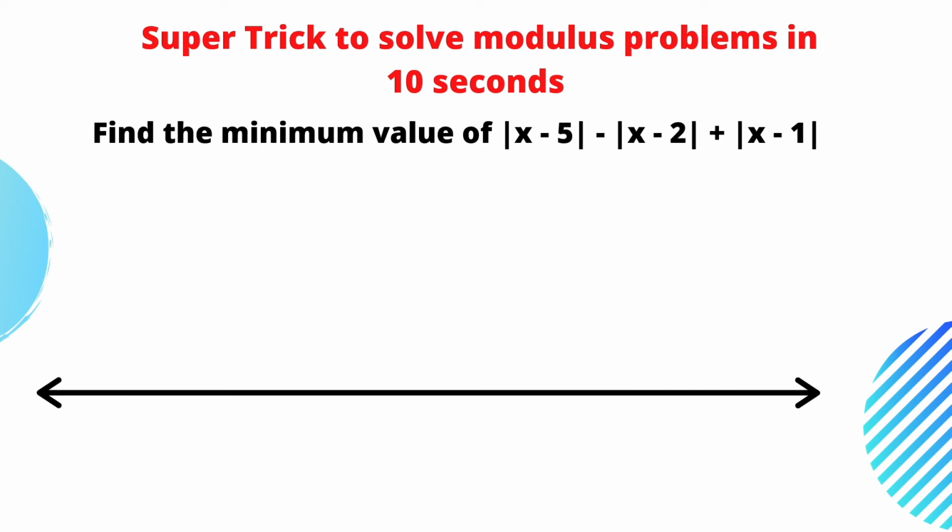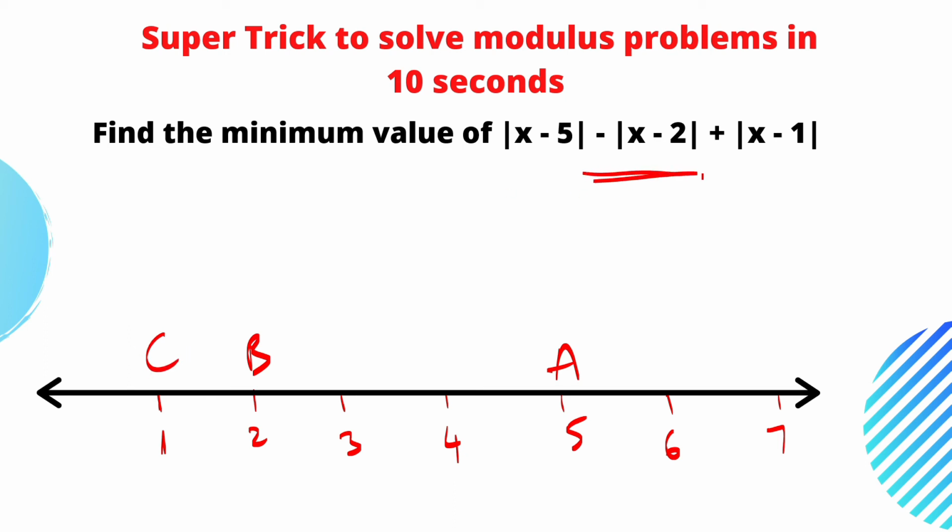Now let us consider this variation. Find the minimum value of modulus of x minus 5 minus modulus of x minus 2 plus modulus of x minus 1. Now where is A? A is at 5. Where is B? B is at 2. And where is C? C is at 1.